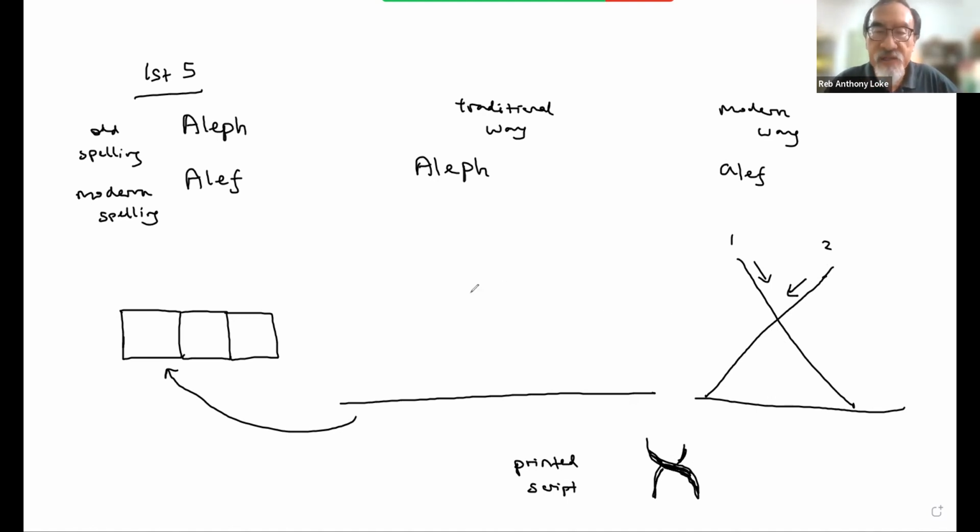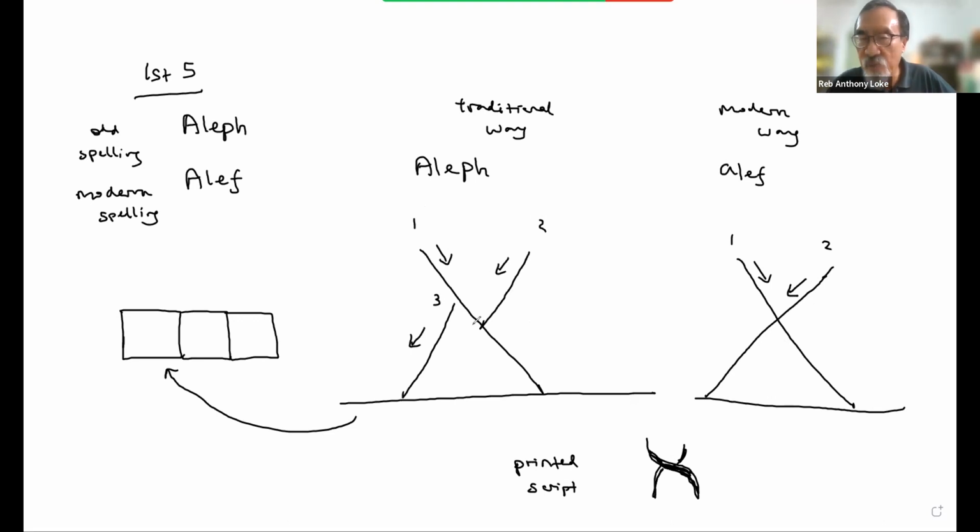The older way of writing was you start with a stroke, number 1, a second stroke, 2, and you do a third stroke. So you can write Aleph this way, the old traditional style, or you can write it the modern style with just two lines like an X.